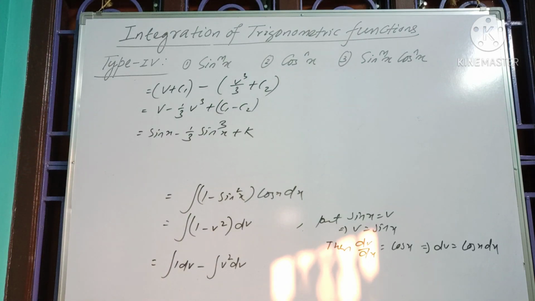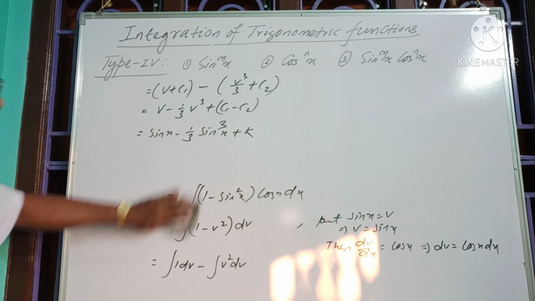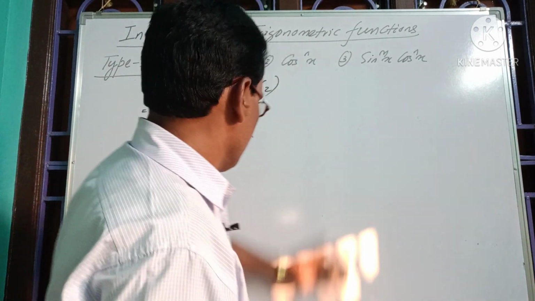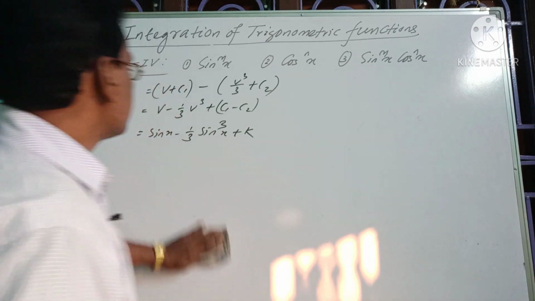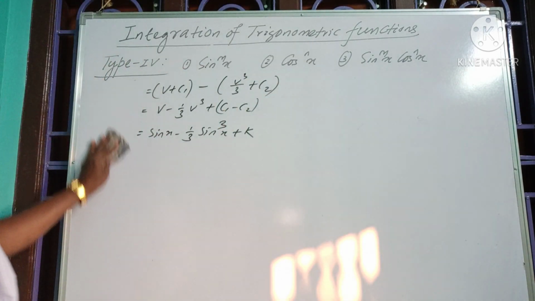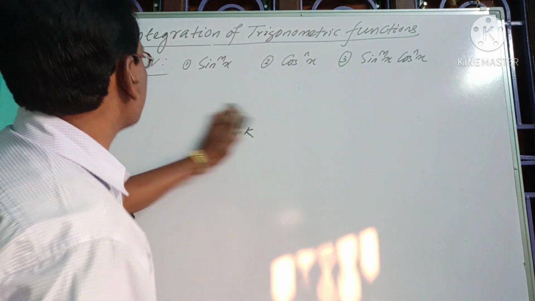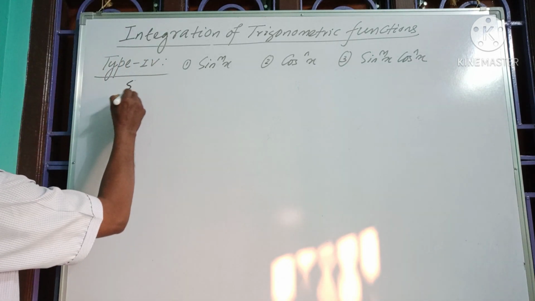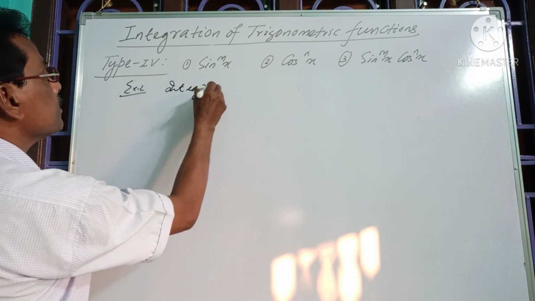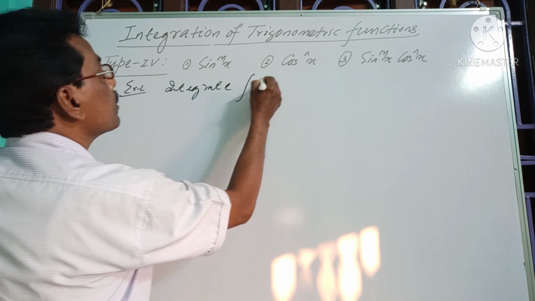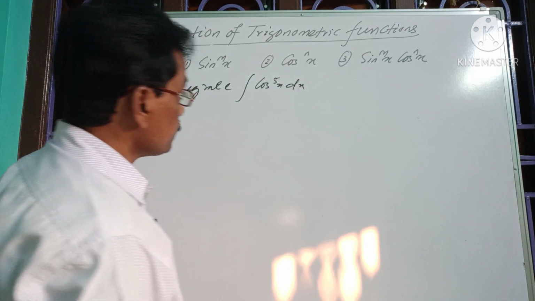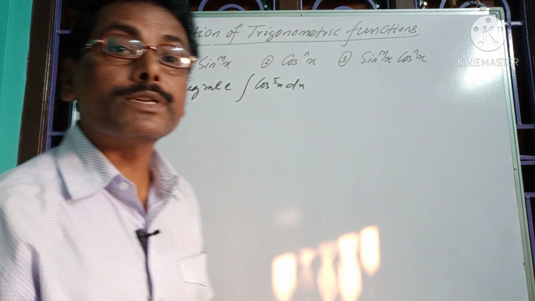So now let us try to solve another integrand, that is, how to integrate the second example. Let us consider the second example, that is, integrate cos to the power 5 x with respect to x.